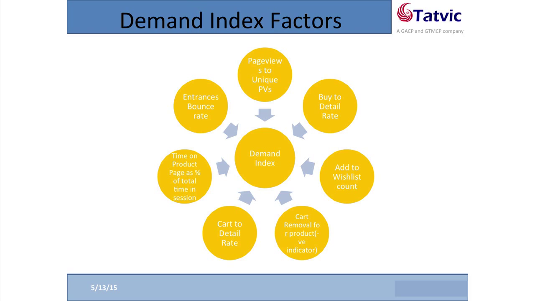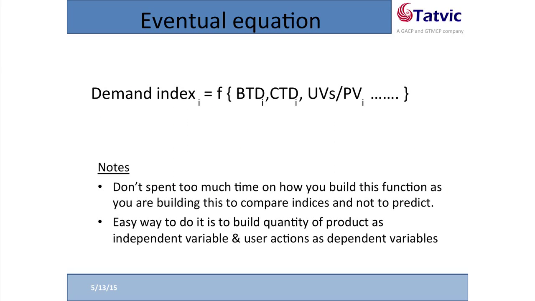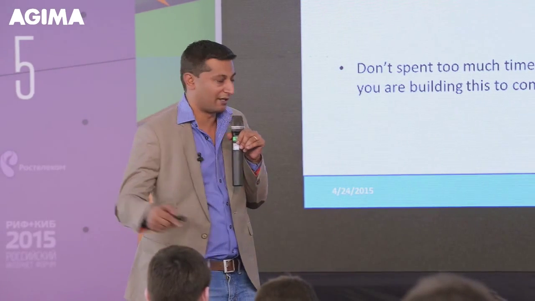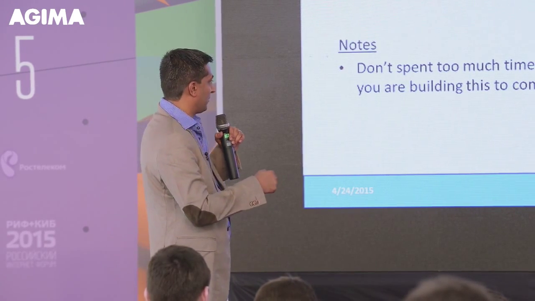It's a bit of math. You can run a regression equation. This is sample data, and you run a regression of the demand index as a function of the different factors. From a practical execution standpoint, you should probably not spend a lot of time on it and should make it simple, because you're not trying to build a prediction model to understand demand. You're trying to compare the demand index amongst the products.